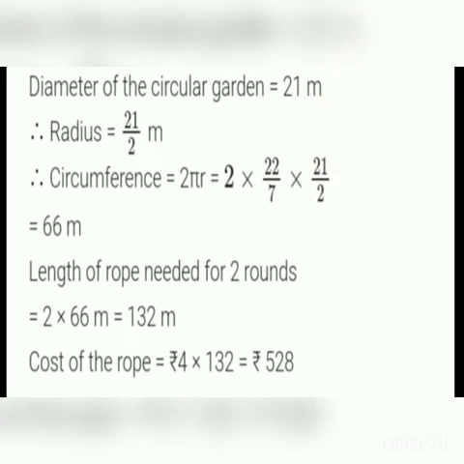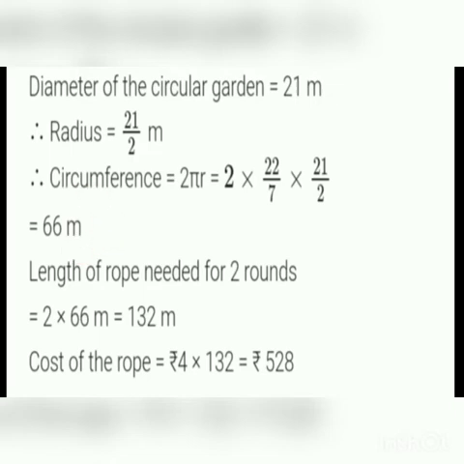Now this 2 and 22 are also common factors. So again cutting that 2 and 22, we will get 11. Now what is remaining? 2 into 11 into 3, what will you get? 66 meter. So for tying the rope 1 time around that circular garden, he needs 66 meter.